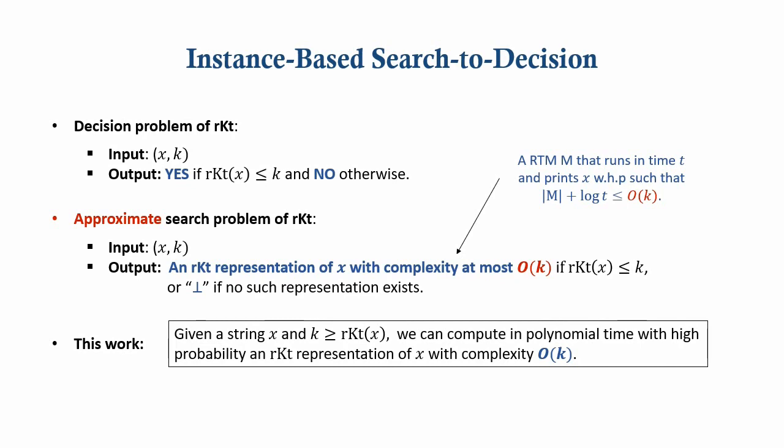Our result is a randomized instance-based search-to-decision reduction for RKT, which says that given a string X and a number k that is at least the RKT complexity of X, we can compute in polynomial time with high probability an RKT representation of X with complexity at most O of k. And also, we show that such reductions exist for KT complexity. For the rest of this talk, I will talk about the proof ideas of our source coding theorem for RKT.